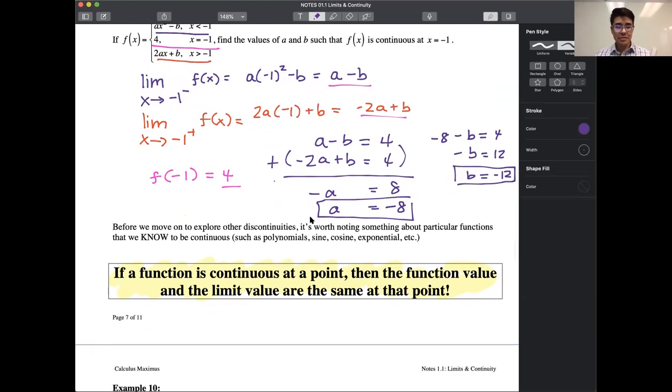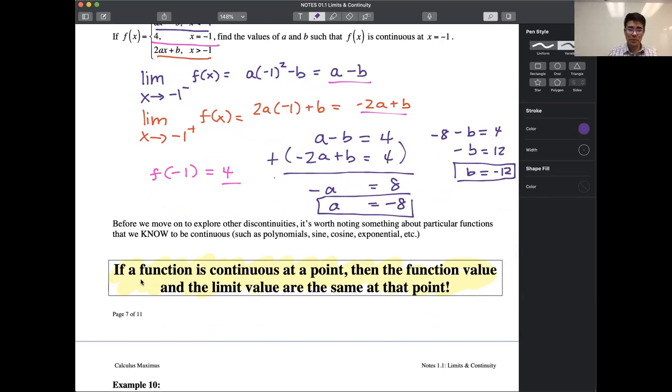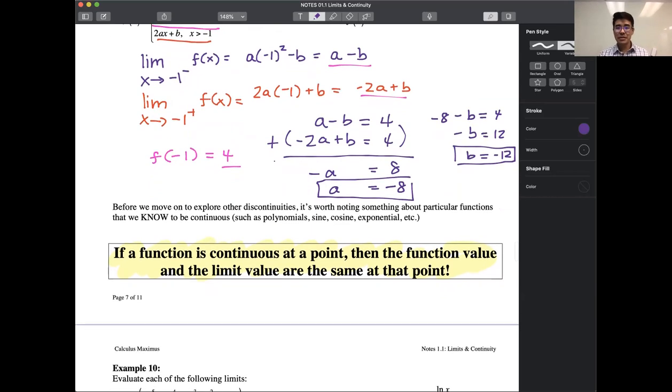And then you have it reiterated, right? If a function is continuous, then the function and the limit are the same at that point. Just remember that if you get a continuity question.